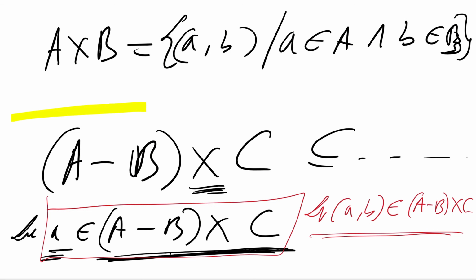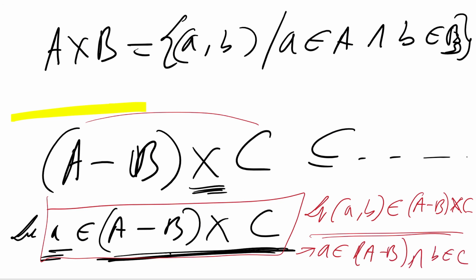Whenever you see the cross product, you have to know how to pick the pair of elements. This requires a pair of elements to be able to prove something. So in this case, you assume that a has to be in A minus B, and b has to be in C. That's the definition of the cross product, and it is very useful because you are going to use that a lot in future proofs. You had something like this on your homework, but I think few of you were able to handle it properly.